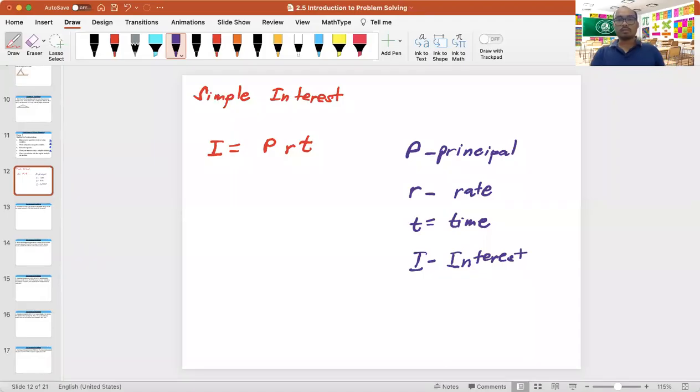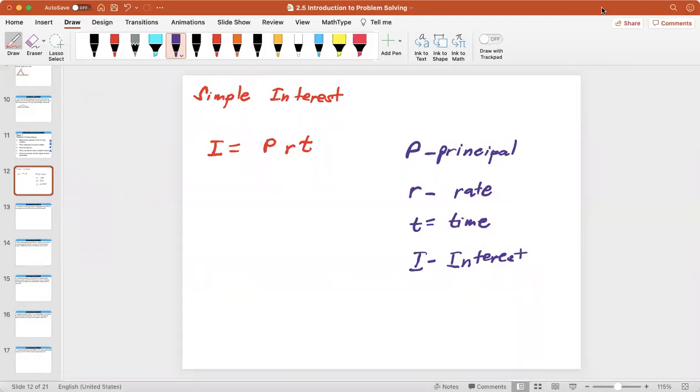In order to solve investment problems, we need to consider this formula, I equals PRT. This might be a very familiar formula to you. If you have not encountered it, this is the simple interest formula, wherein I is equal to PRT, where P is your principal, R is the rate, T is the time, and I is your interest.